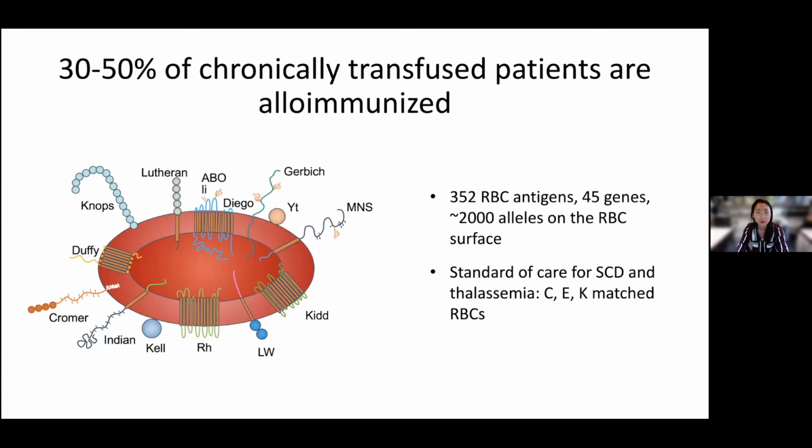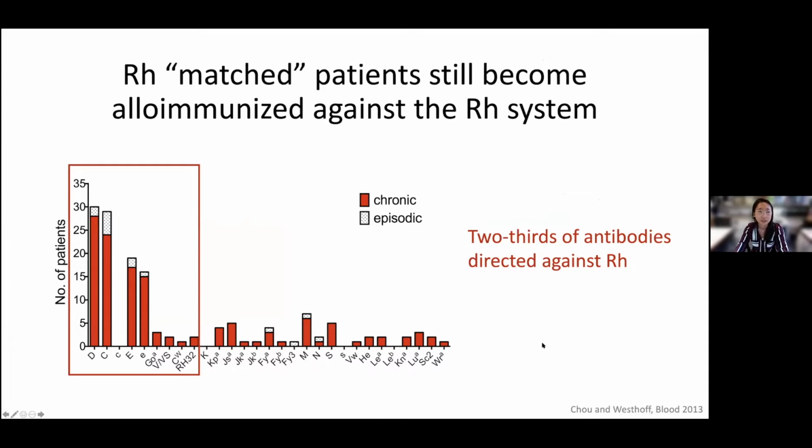So patients who don't have sickle cell disease but need transfusions are matched for ABO and RHD, which are the most immunogenic, but patients with sickle cell disease and thalassemia are matched for additional red cell antigens, RHC, E, and KEL. But despite this extra serologic Rh matching strategy, these patients still become alloimmunized against the Rh system. And you can see this in the 2013 paper that Stella and Connie wrote, where 2/3 of the antibodies that these patients made are still directed against the Rh system.